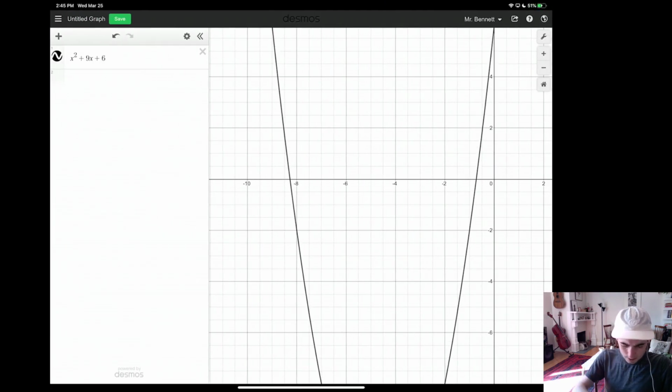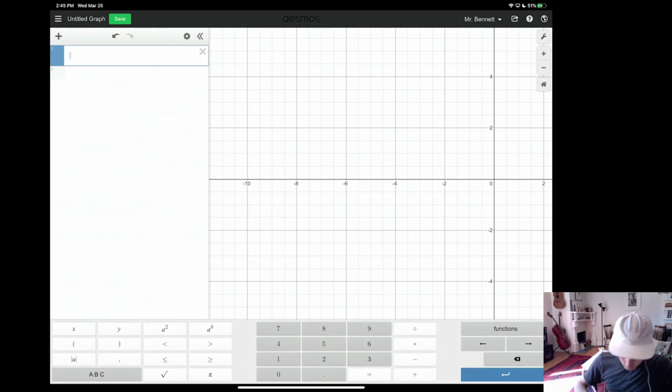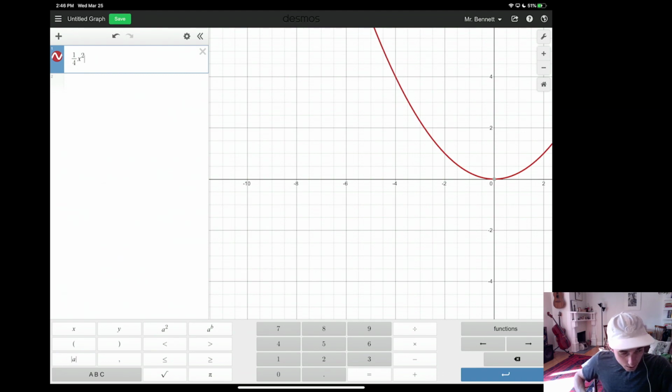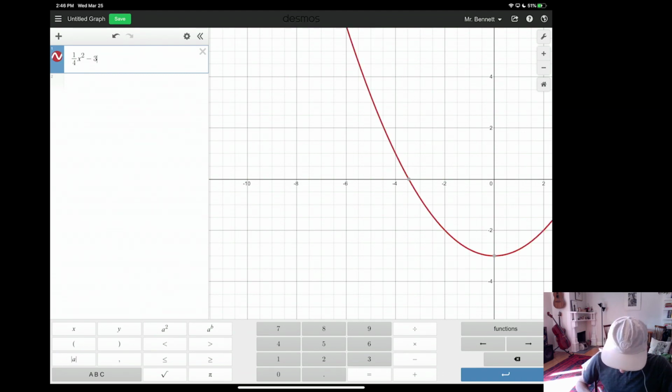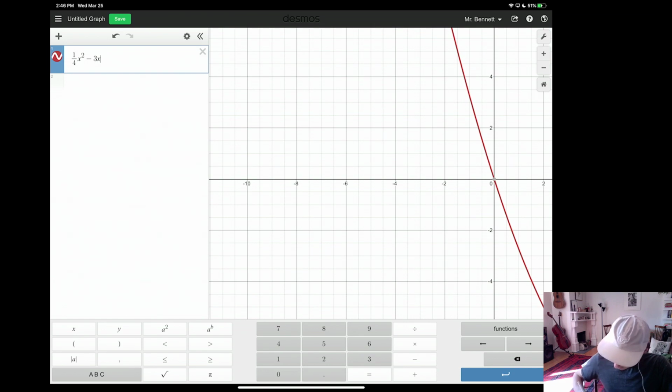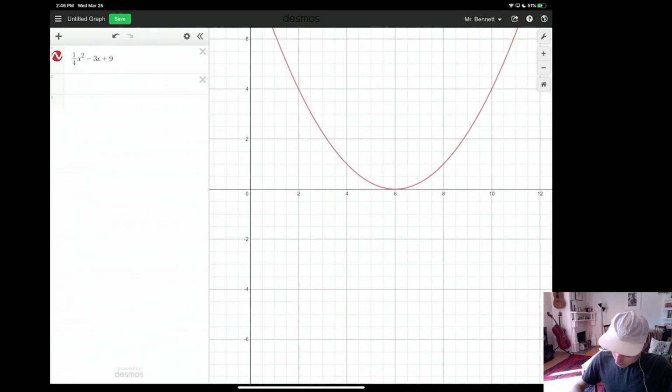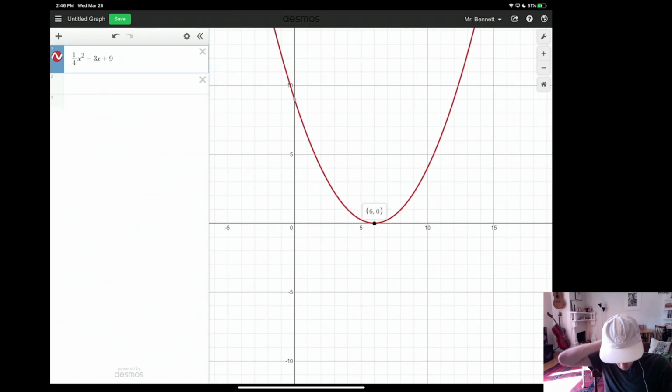So let's see what that looks like. I've got 1 quarter x squared minus 3x plus 9. Okay, and look at that. We have exactly 1 root. Sorry, 1, 0. Yeah. So does that make sense? Is that okay?